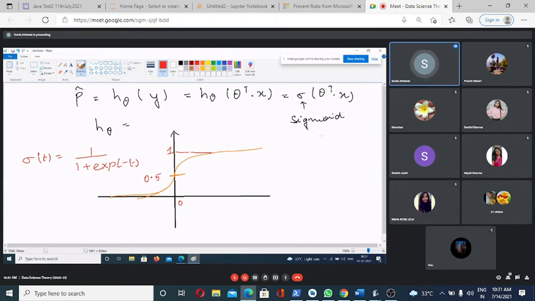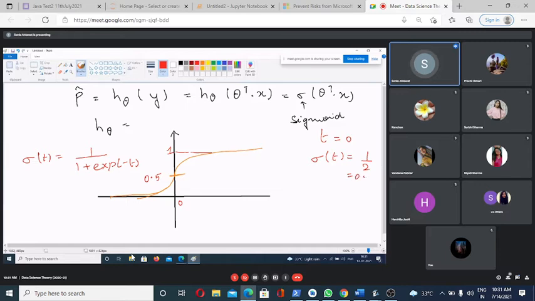Class, who will tell me, for t equal to 0, what will be the value of sigma t? Put the value of t in the exponential and then calculate. It's 1 by 2. Think about it. So it's 1 by 2, that means 0.5.